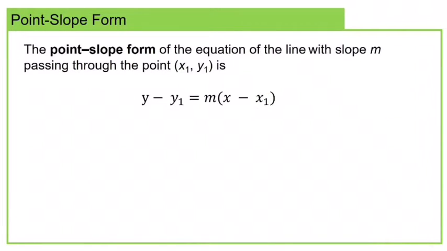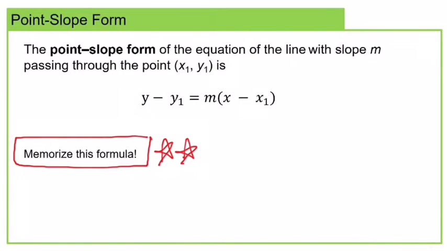Now when we're all finished, we'll have numbers plugged in here for y1 and for m and for x1, but this x and this y will remain as variables. You need to memorize this formula because even if you have a formula sheet that you can refer to, this is such a common formula that if you know it off the top of your head, you'll be able to work faster and better, and you probably will make fewer mistakes.